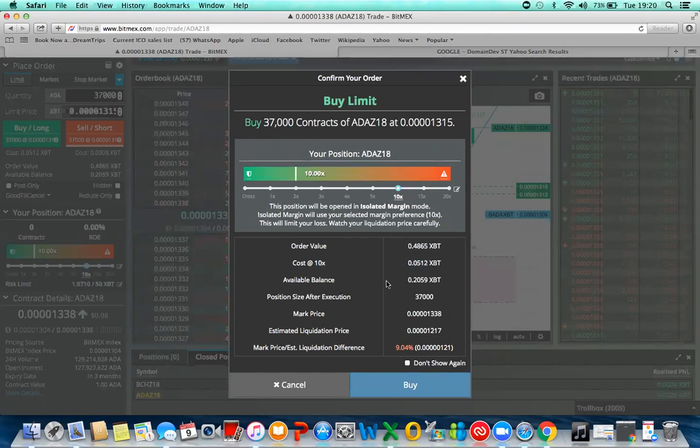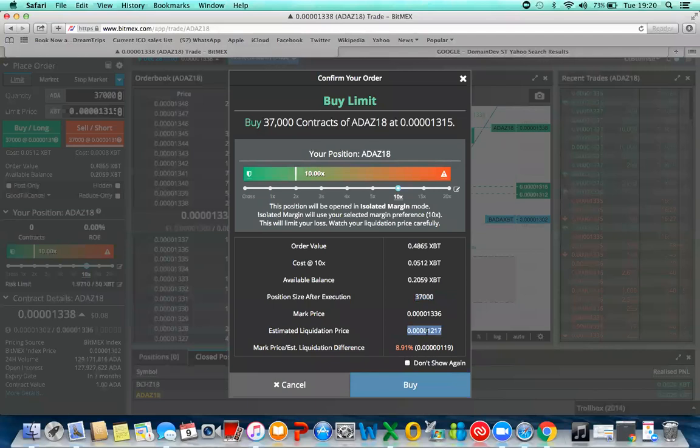Now, available balance, it will show you here, size position after execution. So it'll tell you how many contracts, it's not coins, how many contracts you're going to have after the trade has been executed. And then again, what's the market price right now? Estimated liquidation price. This is really important.